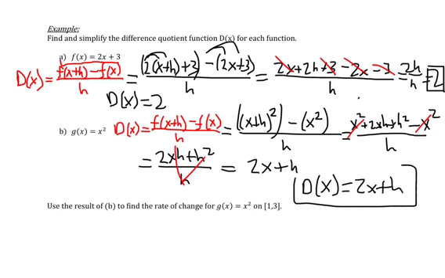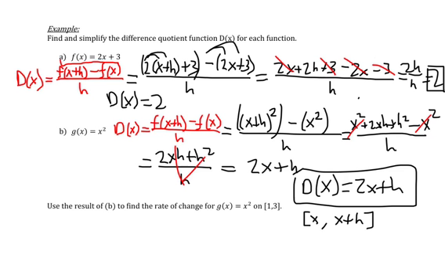Now, let's keep in mind what we're talking about here. This is the rate of change for some interval from x to x plus h. So it's a generic formula for the rate of change on this interval. Well, we can use this now, since we have this magic formula for x squared. We can use it to find the rate of change for g of x equals x squared on 1, 3.